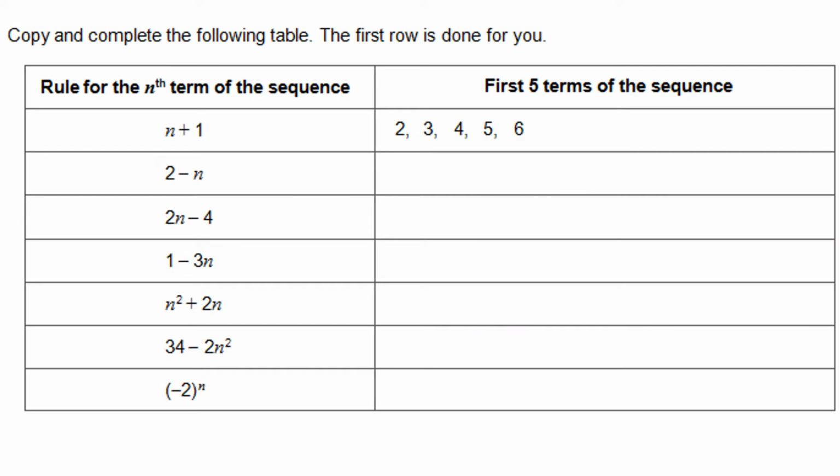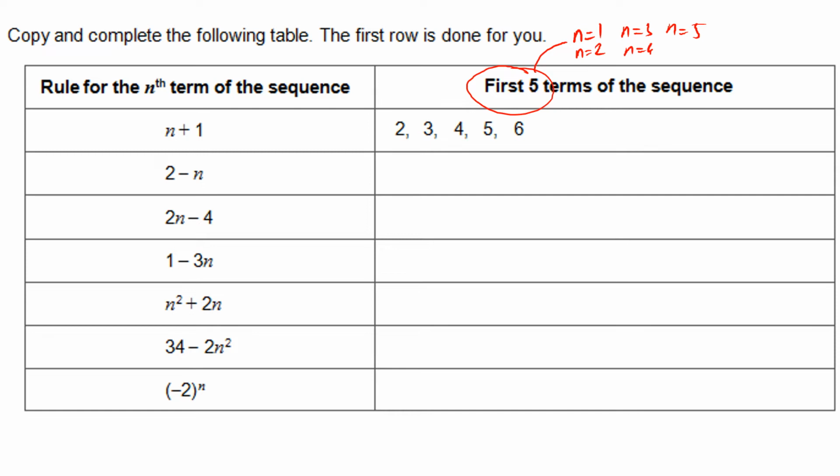So I'd like you to pause the video at this stage. I'd like you to have a go at filling in the table that's in front of you. Again, we want the first 5 terms of the sequence here. So that means that we're trying to sub in n is 1, n is 2, all the way up to n is 5, because we want the first 5 terms. Okay, pause the video now. I'm going to go through them in 3, 2, 1.